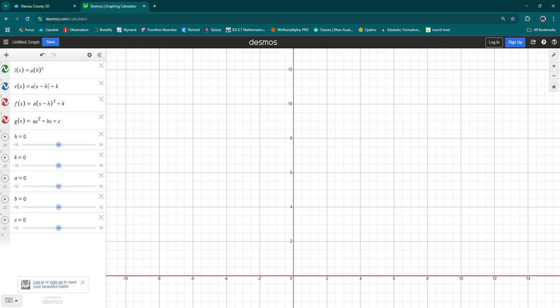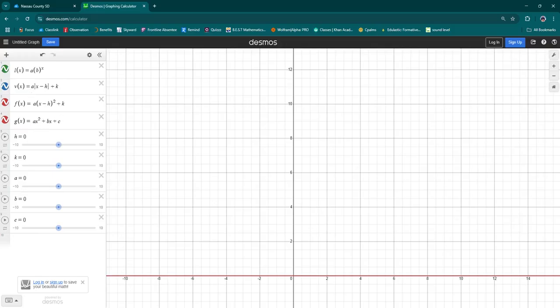These two are similar in that it's a times the absolute value of x minus h and then plus k. The only difference is the squared here and the absolute value bars. This is an absolute value function, and a is the scale at which it grows, or how fast it grows, and h is the x value of the vertex. Remember, it's negative, so it's the opposite value of the vertex, and k is the y value of the vertex.